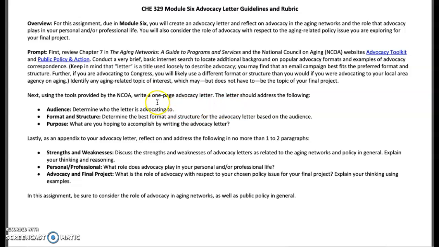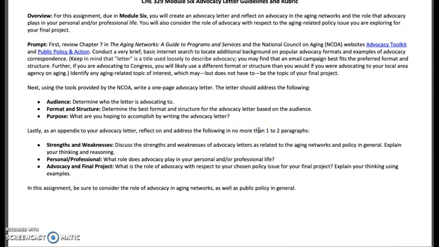So using the tools provided to you by the NCOA website, develop a 1-page advocacy letter to address the following. It needs to address the audience, determine who the letter is going to be sent to, the format and structure, determine the best format and structure for the advocacy letter based on the audience, and then the purpose, what are you hoping to accomplish by writing the advocacy letter.